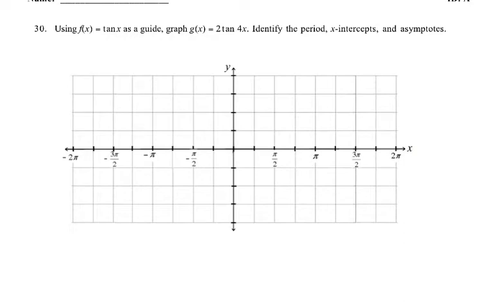Alrighty, using f of x equals tangent of x as a guide, graph g of x equals 2 times the tangent of 4x. Identify the period, x-intercepts, and asymptotes. So let's start off by finding those three things, the period, the x-intercepts, and the asymptotes.